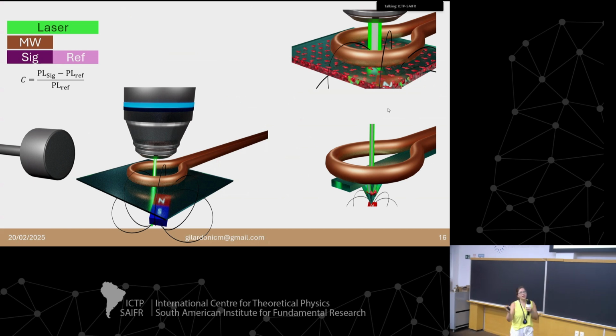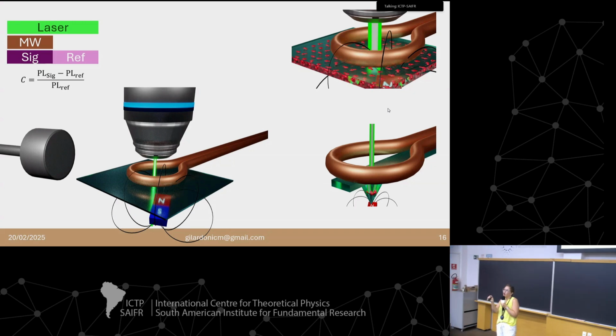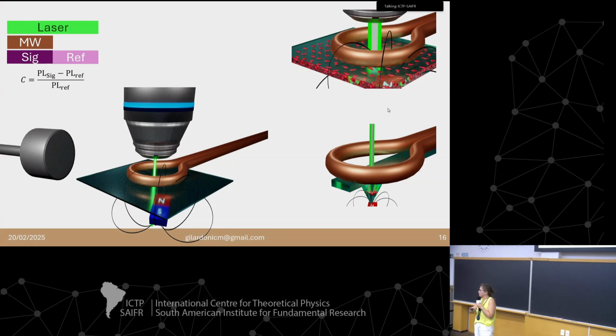And then at the other end of the spectrum, if you're interested in really exquisite spatial resolution, then you would want to work with a single NV, because that gives you the ultimate limit of what resolution you can have by scanning that NV around.